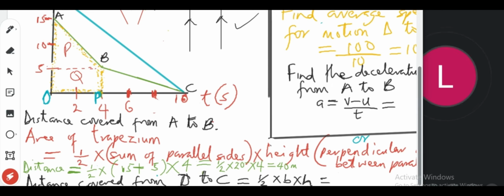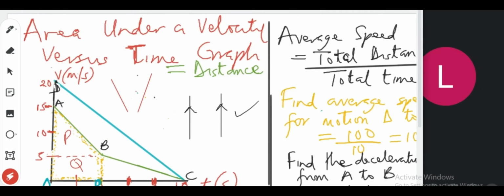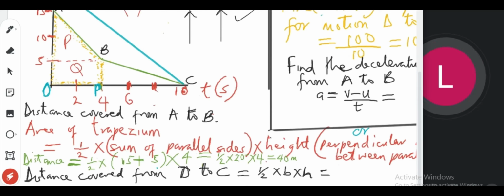So now, assuming we are asked to find the distance covered from D to C, what's the shape of the graph under the blue line? That's a triangle. So we find the area of a triangle. And the area of a triangle is half base times height.